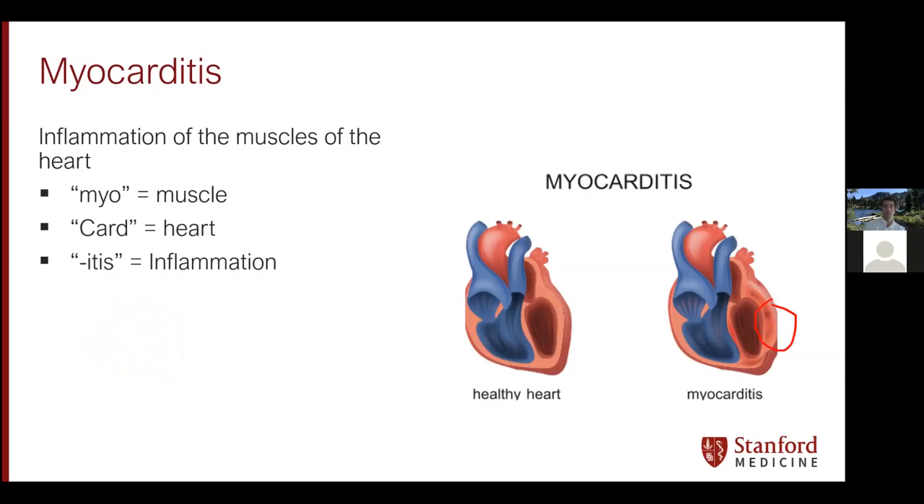So it can be caused by infections. The most common infections that cause it are Coxsackie viruses. Or it can be autoimmune. So you can develop autoimmune myocarditis. And it presents with pretty severe chest pain and can cause total dysfunction of the heart. So it can be very, very severe.